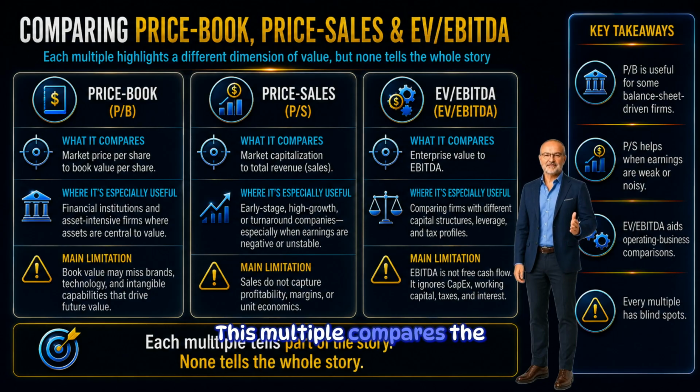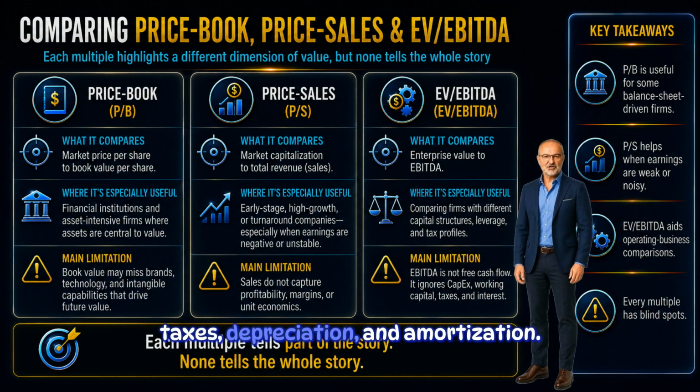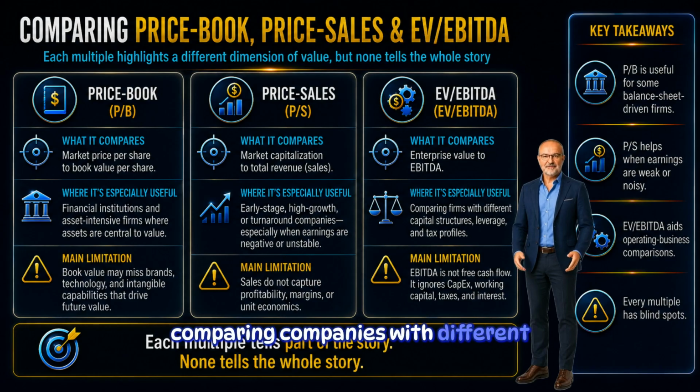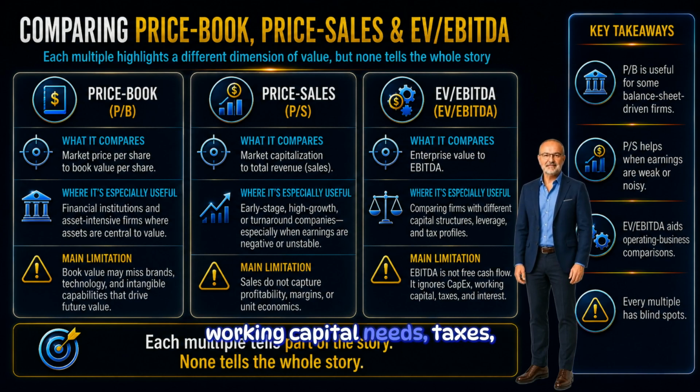Now consider EV to EBITDA. This multiple compares the value of the operating business with an operating earnings measure before interest, taxes, depreciation, and amortization. It is useful when comparing companies with different capital structures. It also reduces some distortions caused by different depreciation policies. But EBITDA isn't free cash flow. It excludes capital expenditures, working capital needs, taxes, interest, and other business-specific costs. So each multiple tells part of the story.